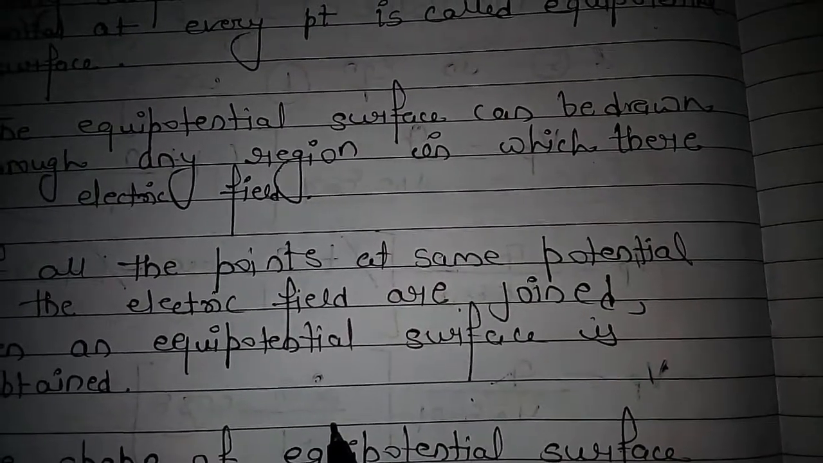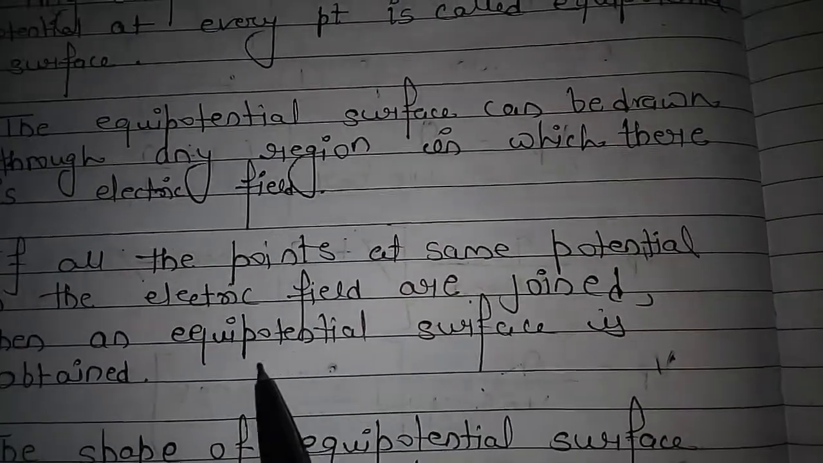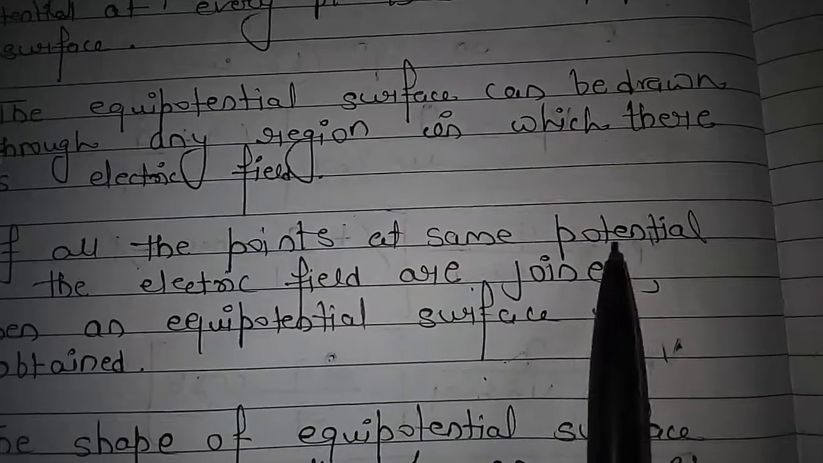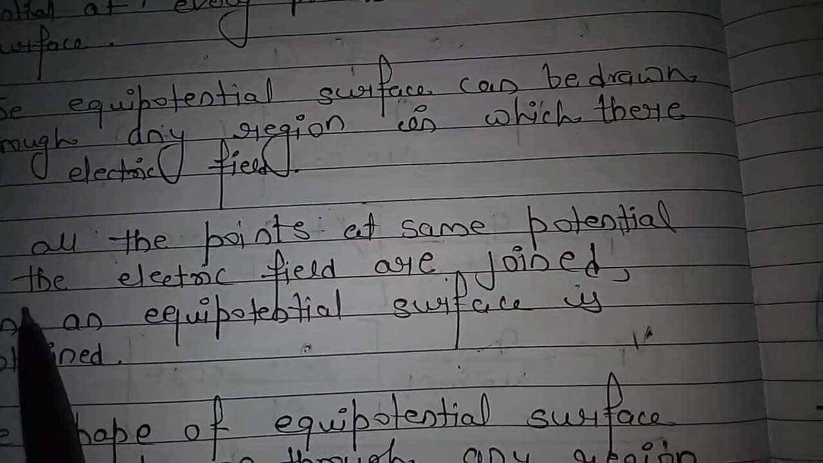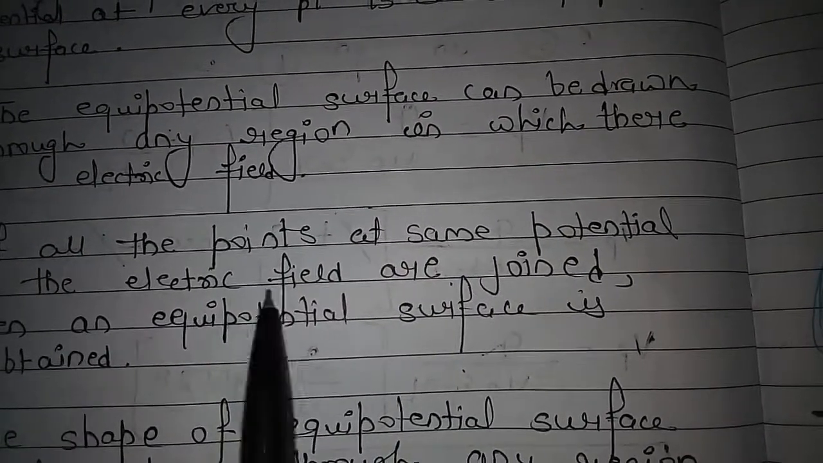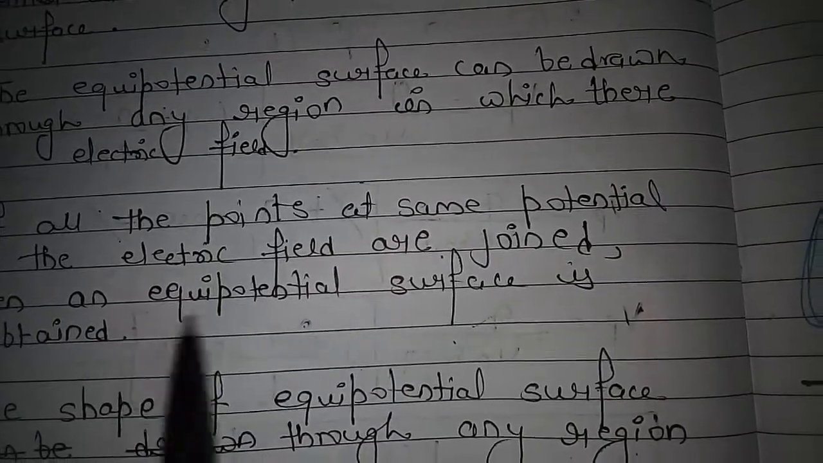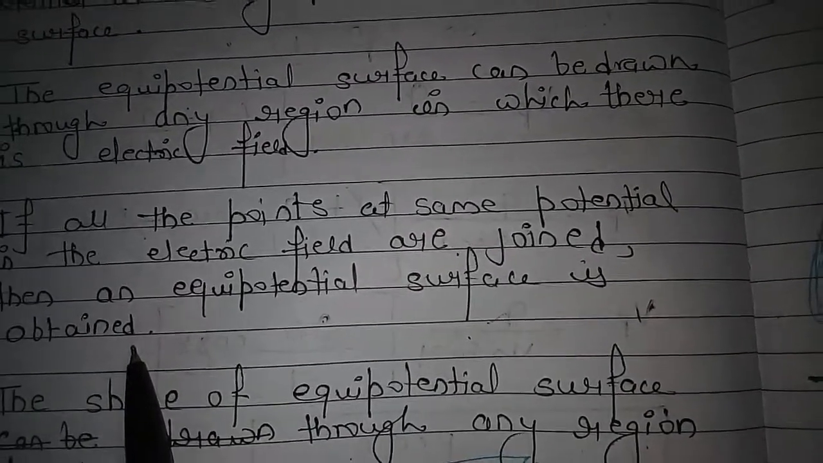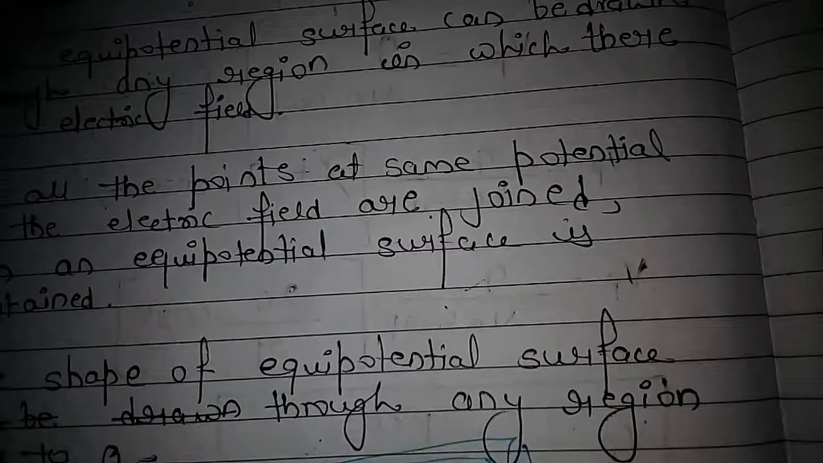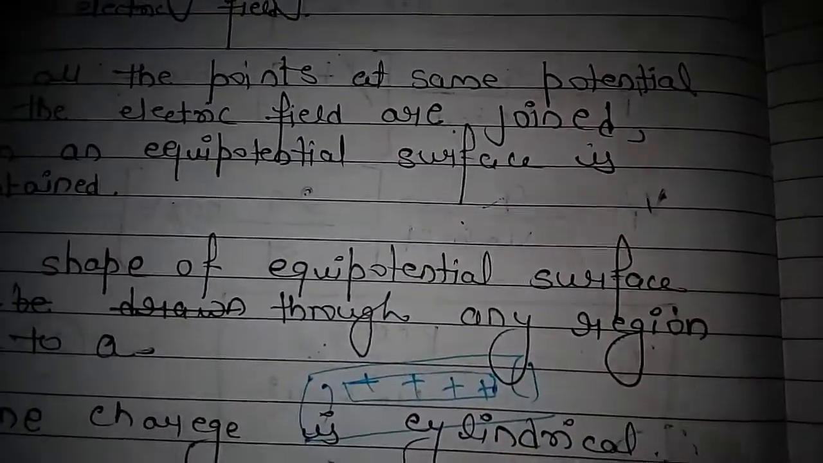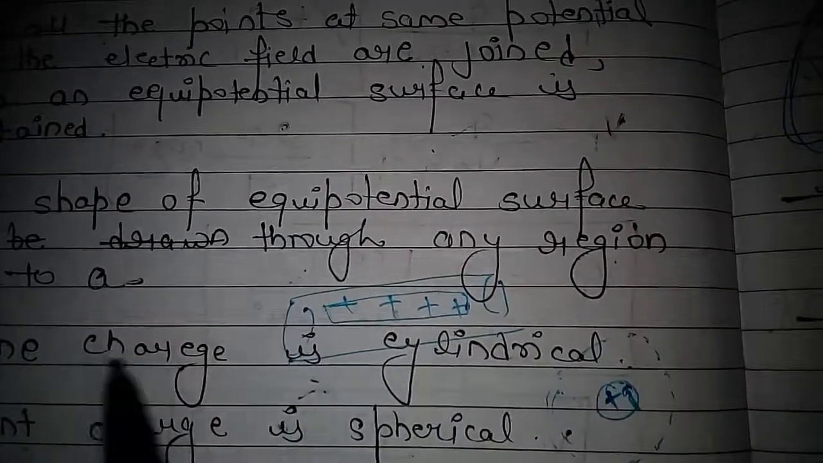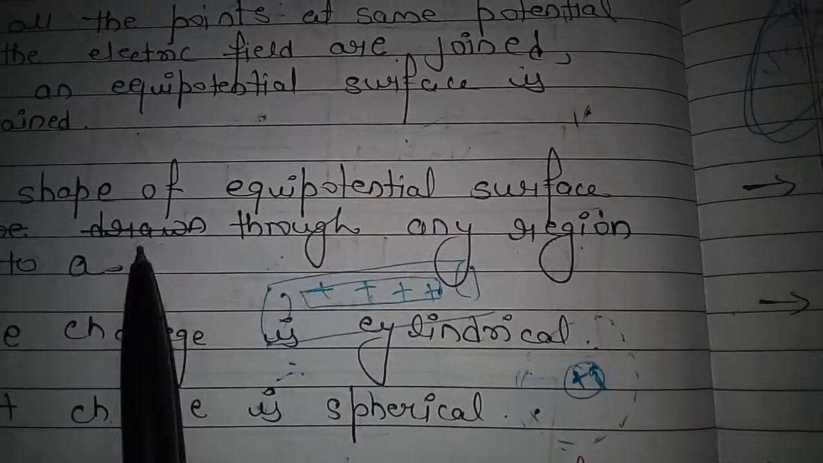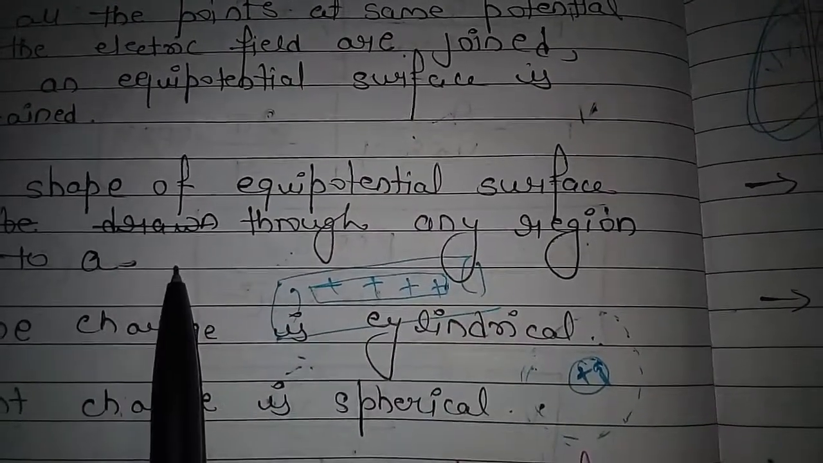Okay, now see what is next. If all the points at the same potential in the electric field are joined, then an equipotential surface is obtained. So in an equipotential surface, the potential is equal at all the points. The shape of the equipotential surface through any region depends on the charge distribution.